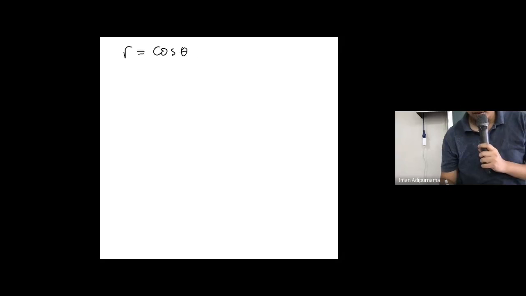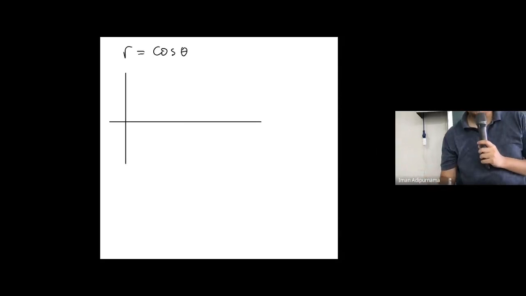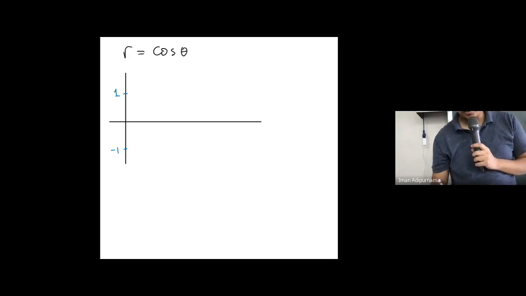Okay, let me start with r is cos theta. Let me draw the default graph that you all know about cosine. Let's draw this, and make this 1, -1, and let's just start from pi over 2, pi, 2 pi. And then start from 0 is here, and then at pi is negative.